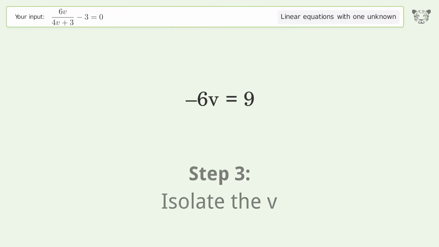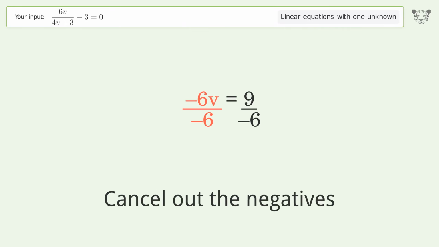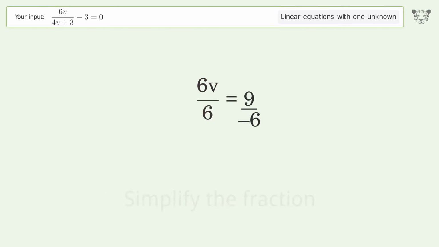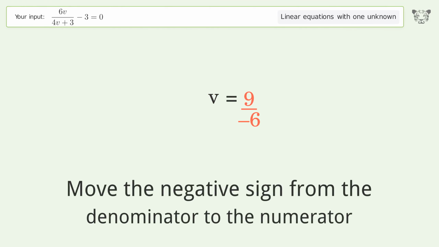Isolate the v. Divide both sides by -6. Cancel out the negatives. Simplify the fraction. Move the negative sign from the denominator to the numerator.